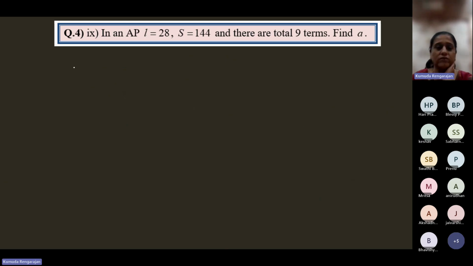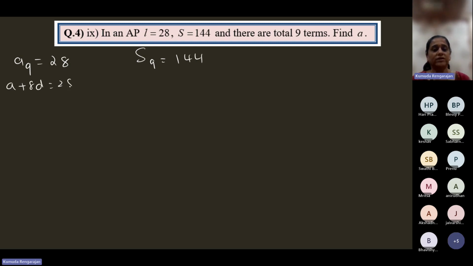I'm doing it again for all of you. L is 9, meaning totally 9 terms. So L is equal to 28. Last term is 28, meaning A9 is 28. And sum to 9 terms is 144. A9 means a plus 8d is equal to 28.